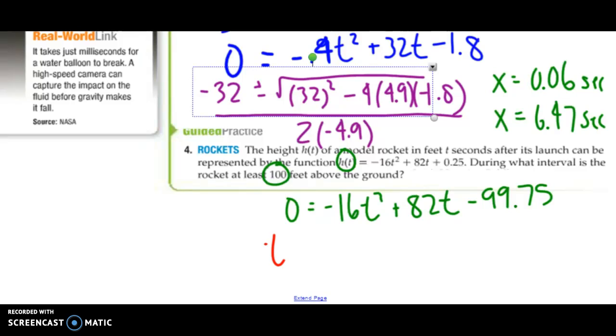You end up getting t is equal to 1.99 seconds, and you get t is equal to 3.14 seconds. So between those two times is when the rocket is at least, meaning more than, 100 feet above the ground. Now finally, example 5 is to solve a quadratic inequality algebraically.